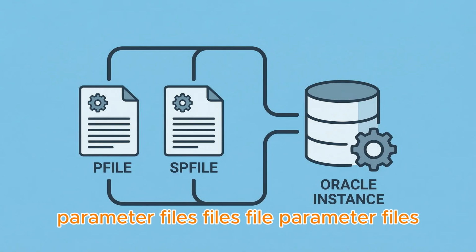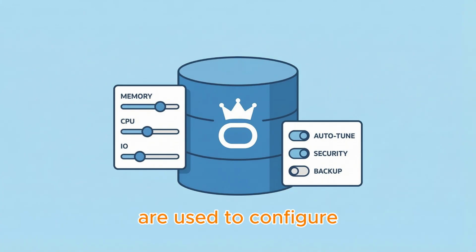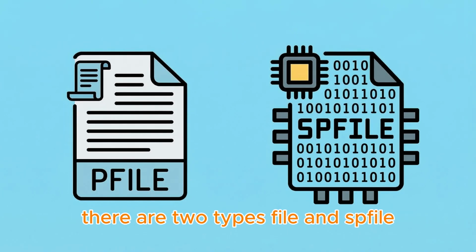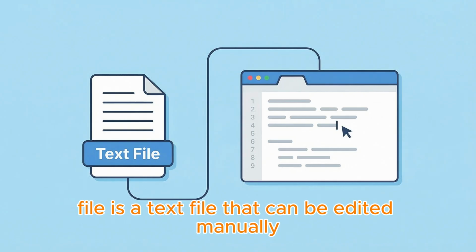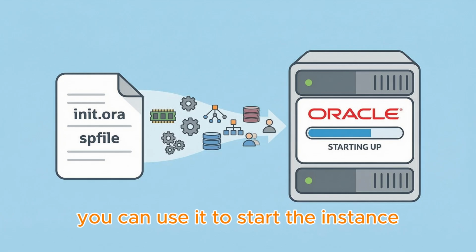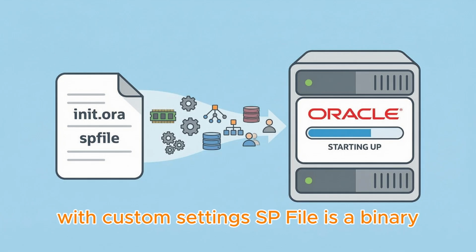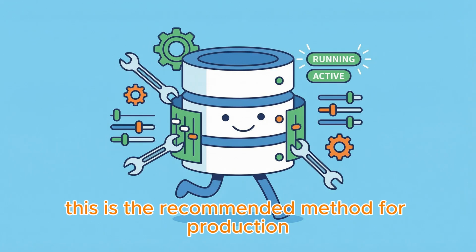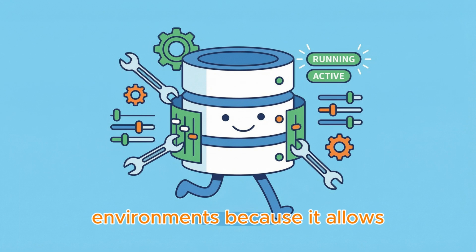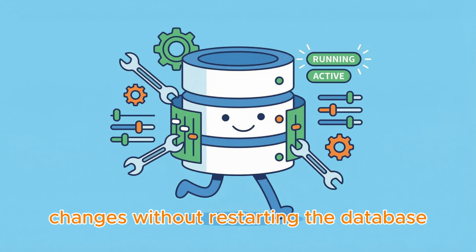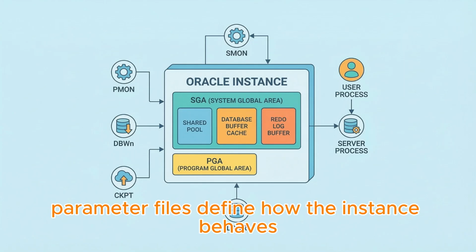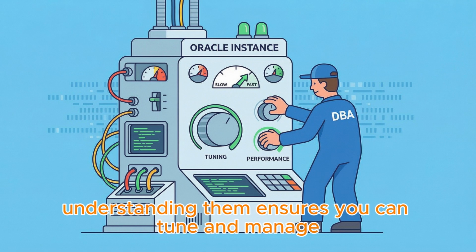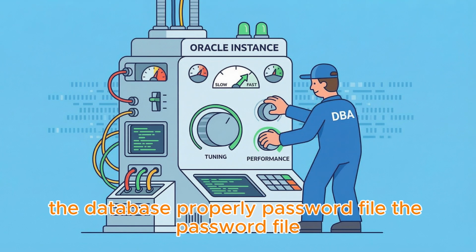Parameter files, PFILE and SPFILE. Parameter files are used to configure the instance-level parameters of Oracle. There are two types, PFILE and SPFILE. PFILE is a text file that can be edited manually. You can use it to start the instance with custom settings. SPFILE is a binary file that supports dynamic parameter changes. This is the recommended method for production environments because it allows changes without restarting the database. Parameter files define how the instance behaves, from memory allocation to process limits. Understanding them ensures you can tune and manage the database properly.